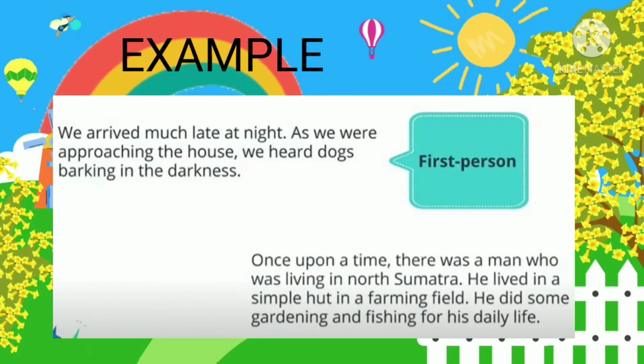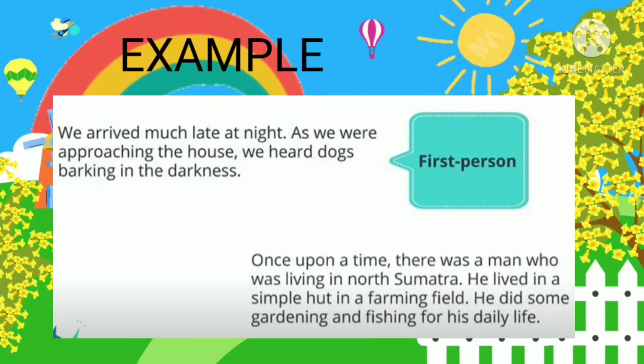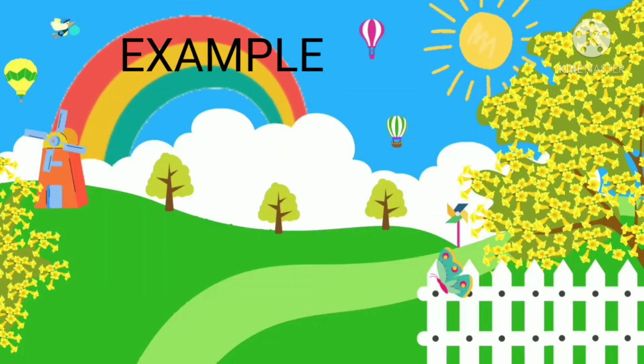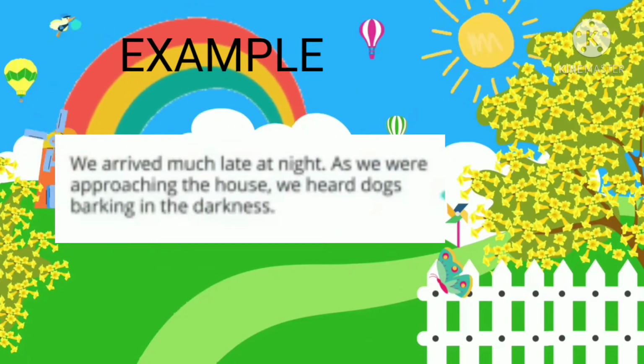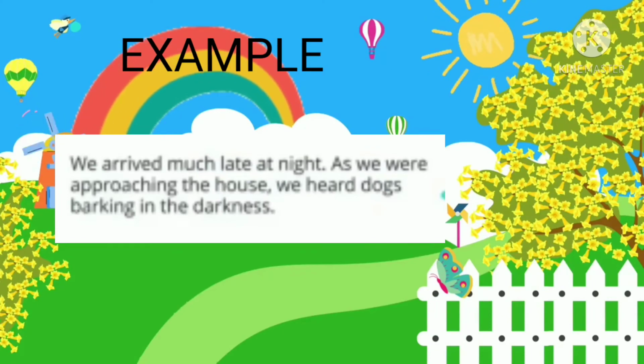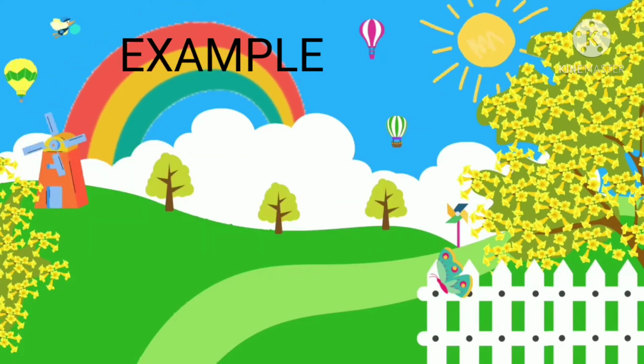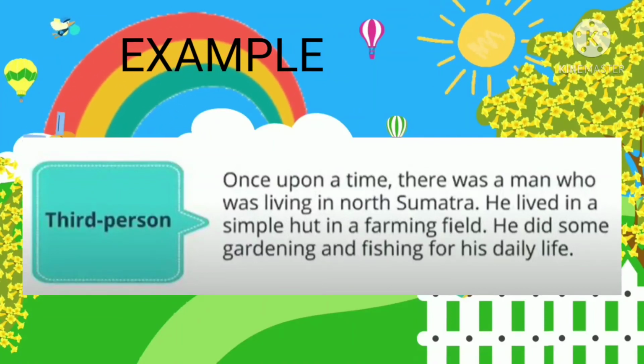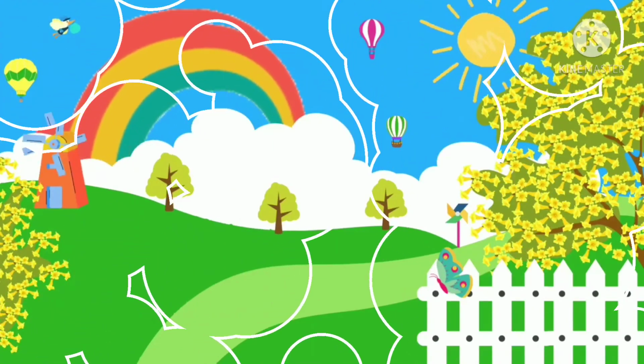An example of point of view: "We arrived much late at night..." It is an example of first person because the pronoun used is "we." And the second: "Once upon a time there was a man who was living in North Sumatra. He lived..." is third person because of the pronoun "he."